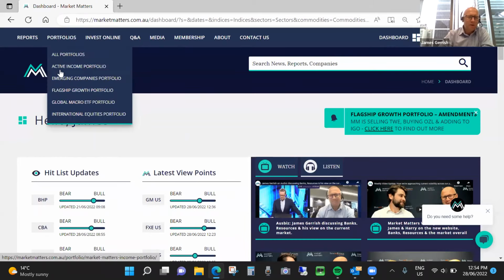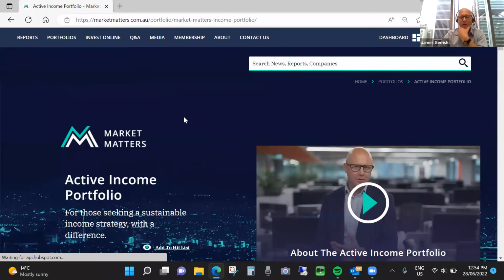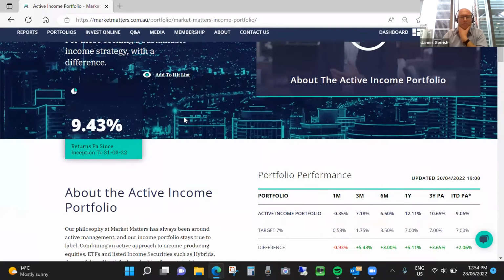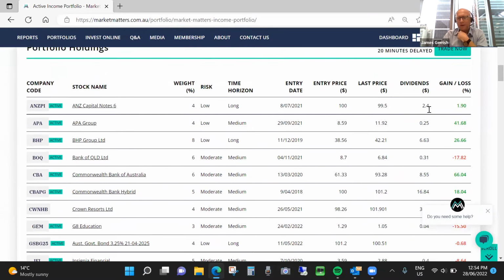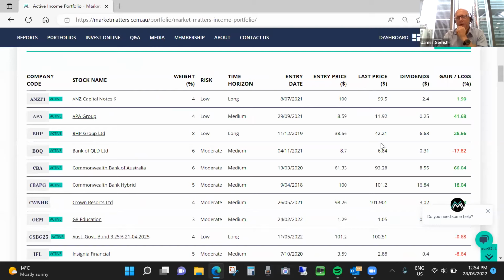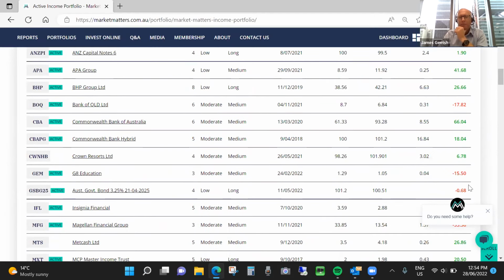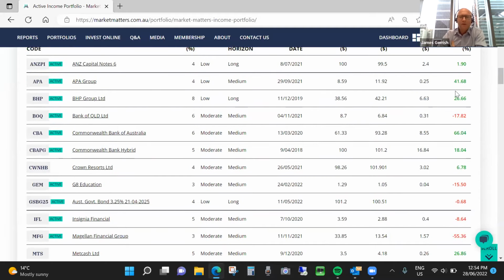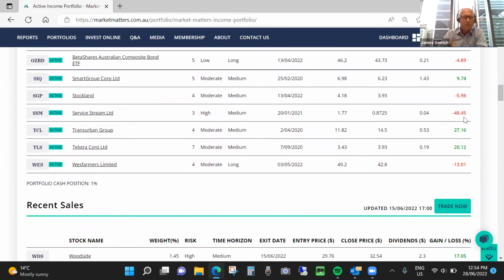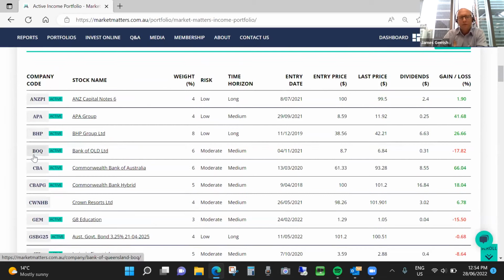In terms of the portfolios, if we go to the portfolios, the other feature that we've done is brought 20-minute delay data into the portfolios. So looking at the income portfolio, the pricing is now feeding into this portfolio, and it's providing a dynamic gain and loss percentage on the portfolio. And then you can drill into an individual stock.